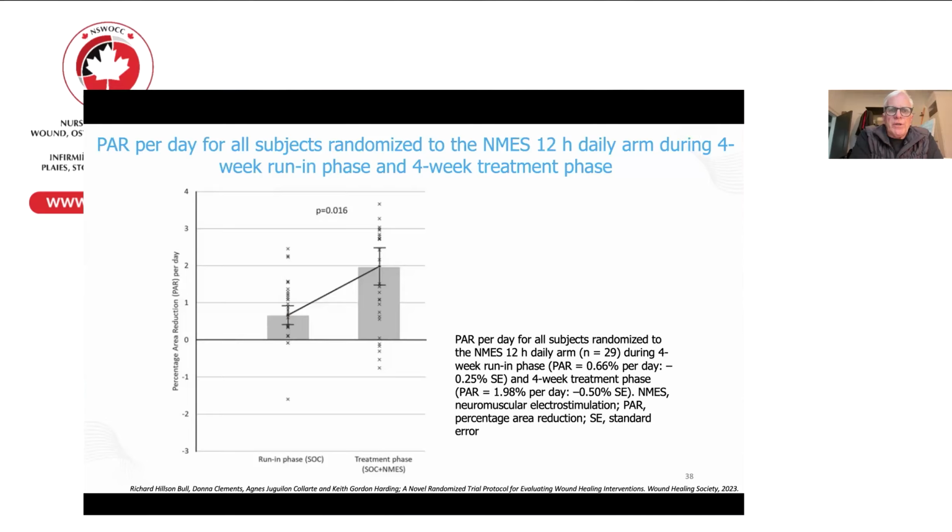When you added muscle pump activation to the standard of care compression, what you see is that the rate of area reduction increased significantly, essentially doubled. And this is highly statistically significant.